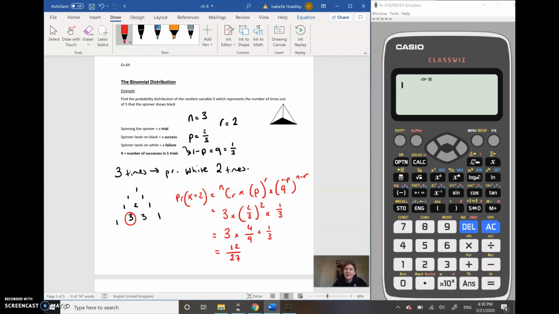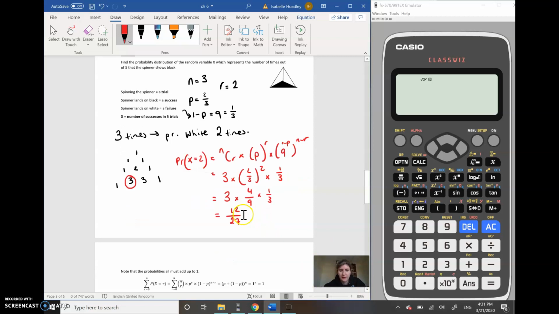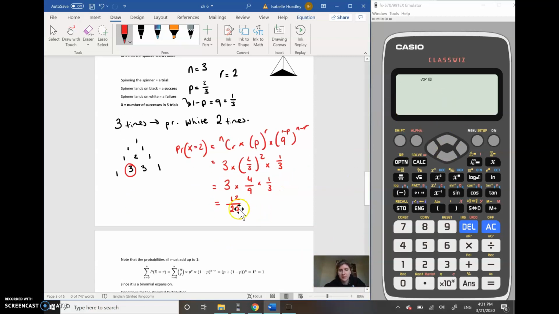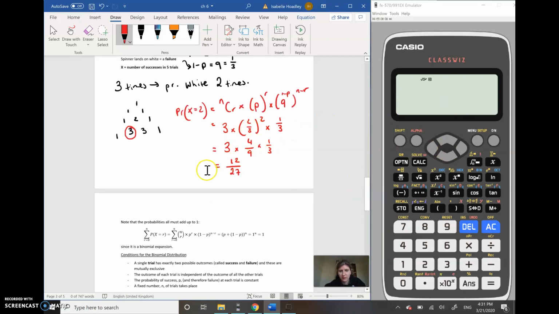Now this is obviously a lot of work to do by hand. So I want to look at that last example again, talk through it a little bit, and then I'm going to show you how you can do it on the calculator without having to mess around with all of this.